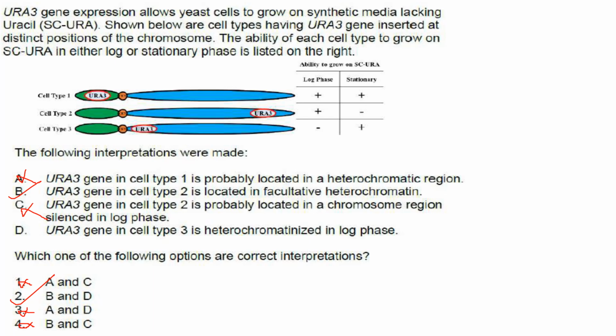Now the fourth one, URA3 gene in cell type 3 is heterochromatinized in the log phase. That's correct. In cell type 3, it is heterochromatin in the log phase because it is inactive there, whereas in the stationary phase it is active. So URA3 gene in cell type 3 is heterochromatinized in the log phase is correct. So D is correct.